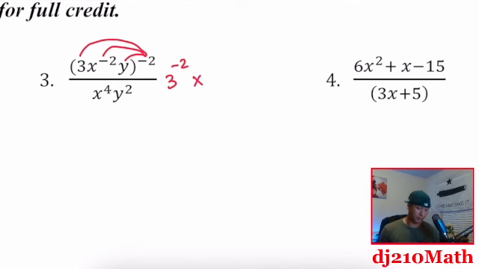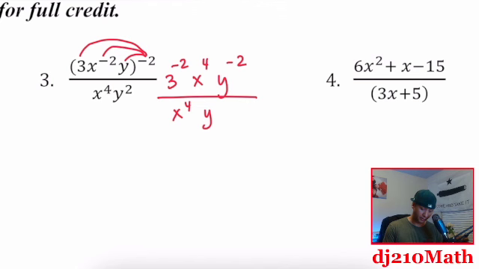X, power raised to a power you multiply. So negative times negative is a positive. 2 times 2 is 4. And then y to the negative 2. And this is all over, again, x to the 4, y to the 2.